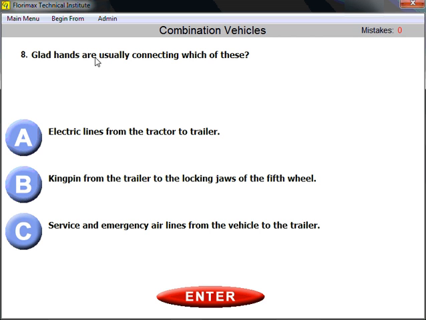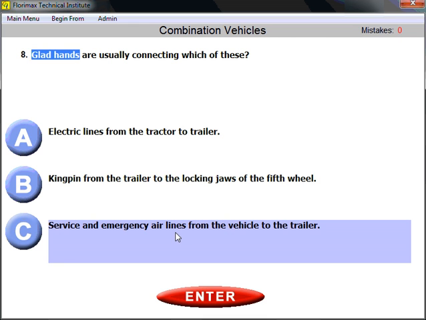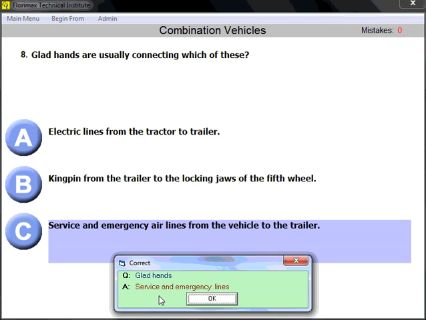Question number 8. Glad hands are usually connecting which of these? You simply need to be familiar with the terminology. Glad hands, that's a special word used to identify service and emergency airlines from the vehicle to the trailer. Okay? They are associated with airlines. So when you read glad hands, you don't even need a description. You just associate them with the airlines. Glad hands, airlines.